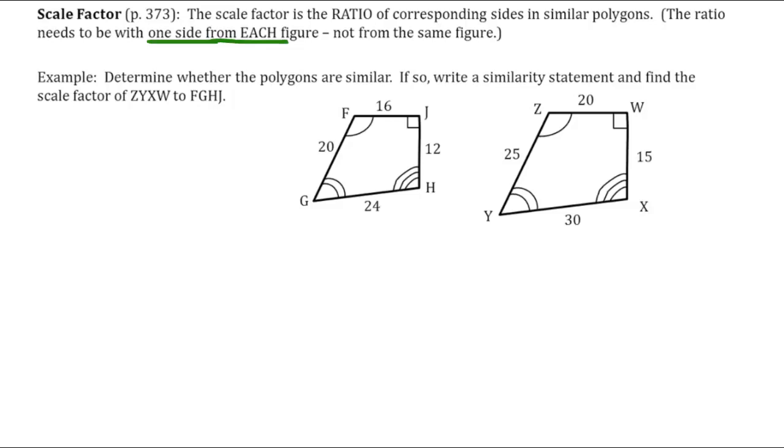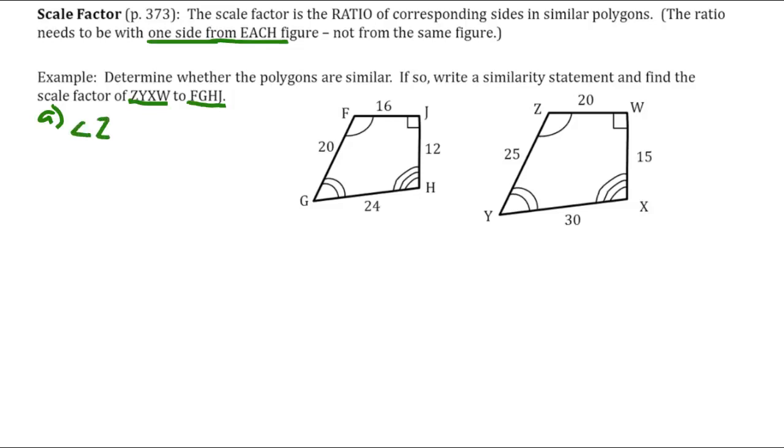So the first thing we have to do is look at angles. What do we know about the angles for similar polygons? We know that the angles all have to be the same measure, and that's corresponding angles. They tell me what letters to use here: Z, Y, X, W, and F, G, H, J. So in that order, let's just take them in order.